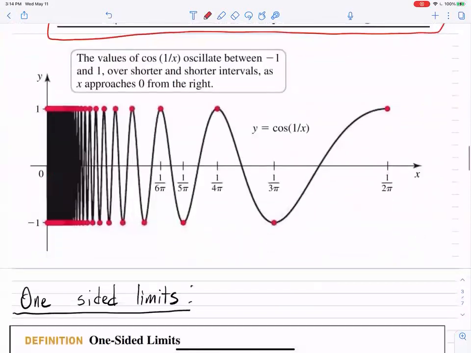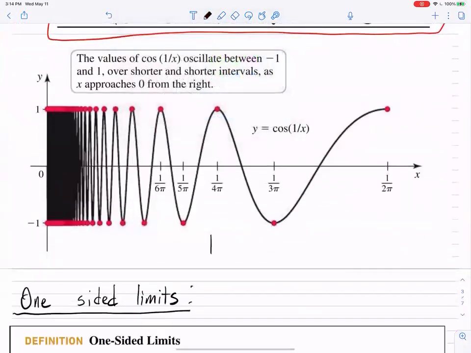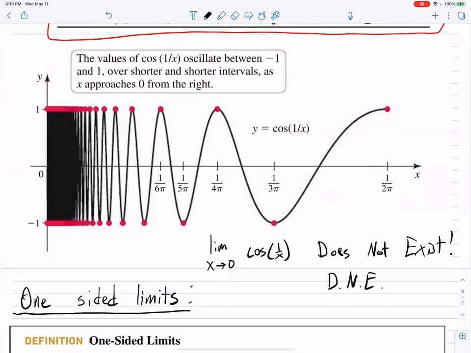And so we would say that the limit as x approaches 0 of cosine of 1 over x does not exist. And we normally write this as DNE. So the limit does not exist. That's what DNE stands for, does not exist. And so this is an example of a limit that doesn't exist.